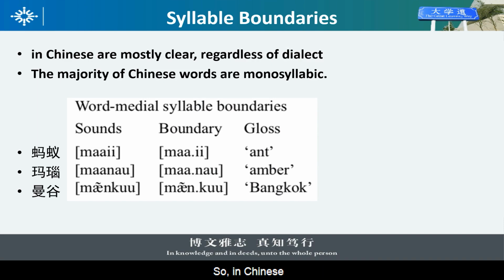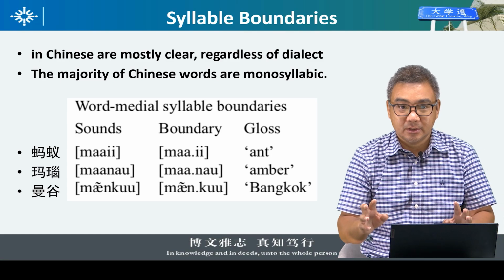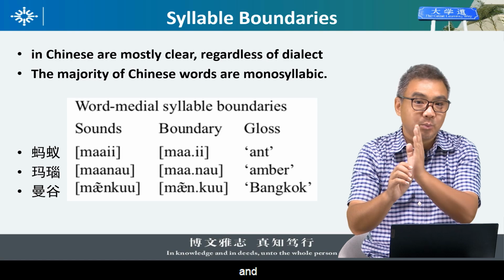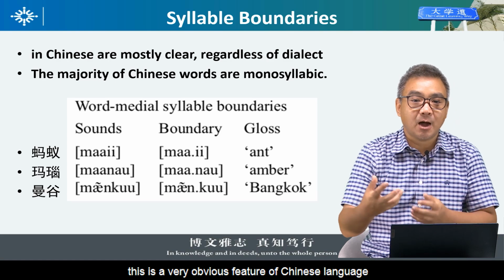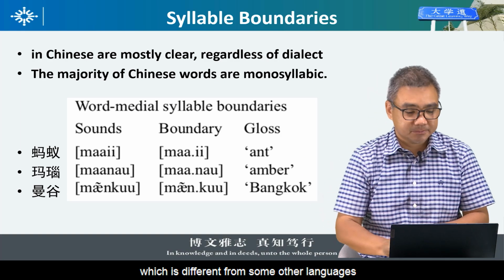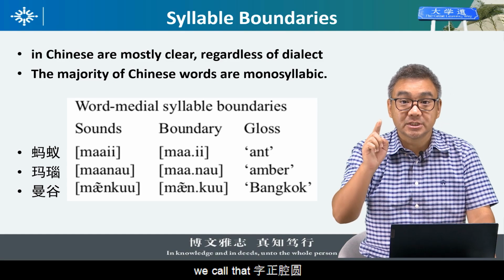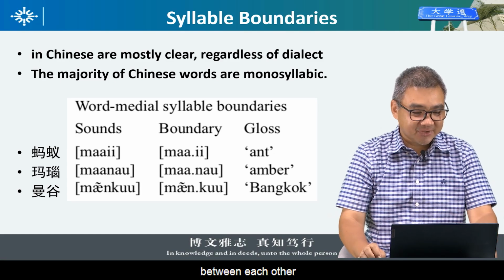So in Chinese, the syllable boundaries are mostly clear regardless of dialect. That means whatever dialect you speak, the speaker can easily identify where is the beginning and where is the end of the syllable. Okay, this is a very obvious feature of Chinese language, which is different from some other languages. In Chinese, we call that 字正腔圆. Okay, it's clear boundary between each other.